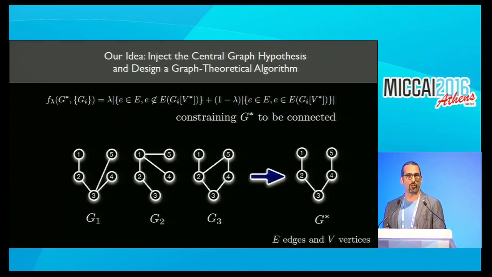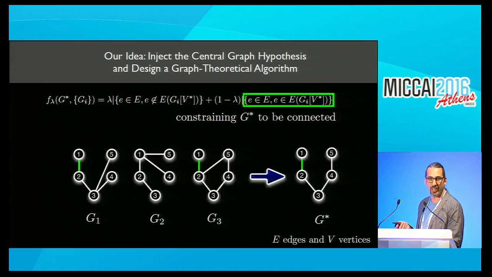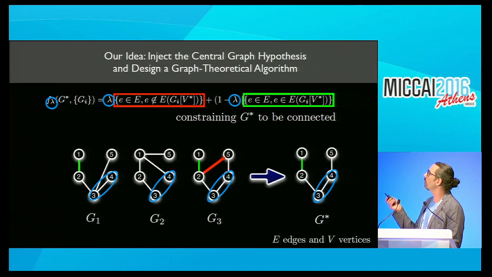is a cost function in which we balance how many subjects have to share one edge for it to be included in the core connectivity matrix. So we have one of the terms that basically counts in how many subjects this edge is present to include it, and one that counts in how many it's not included. And then we have a parameter that allows us to balance these two properties to end up with a resulting core graph. This does not guarantee connectivity, which is one of our main constraints.